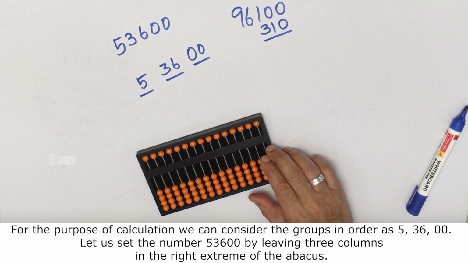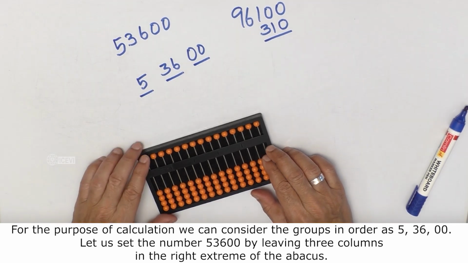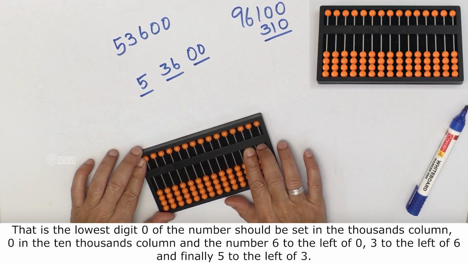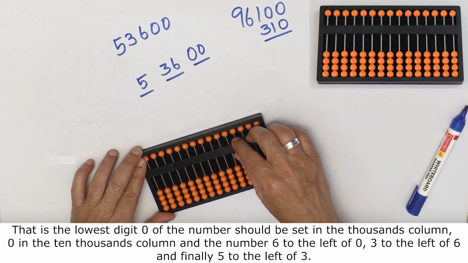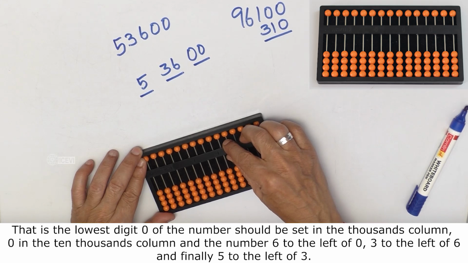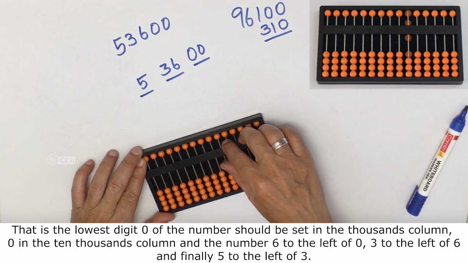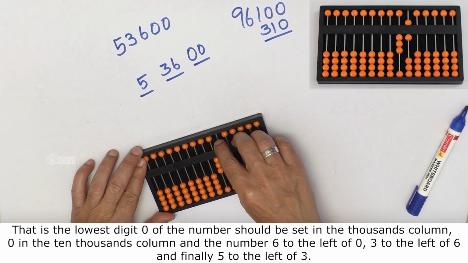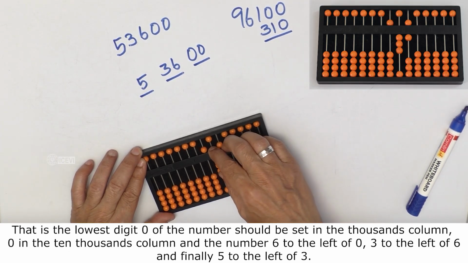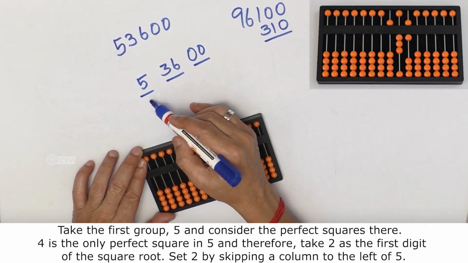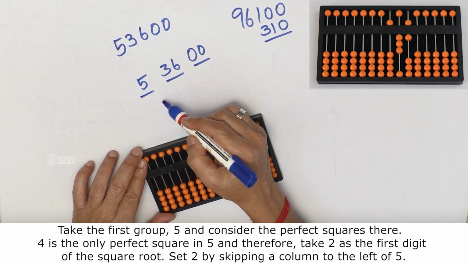Let us set the number 53,600 by leaving three columns in the right extreme of the abacus. That is, the lowest zero is set in the thousands column, 0 in the 10,000s column, and the number 6 to the left of the 0, followed by 3 to the left of 6, and finally 5 to the left of 3.